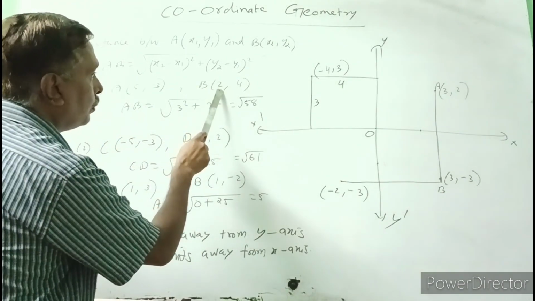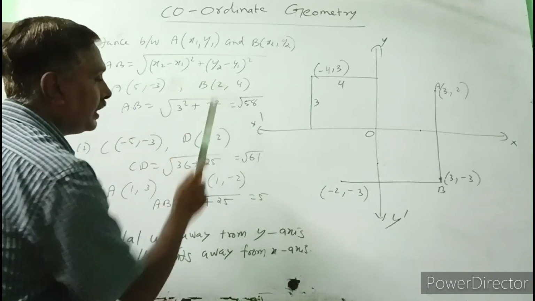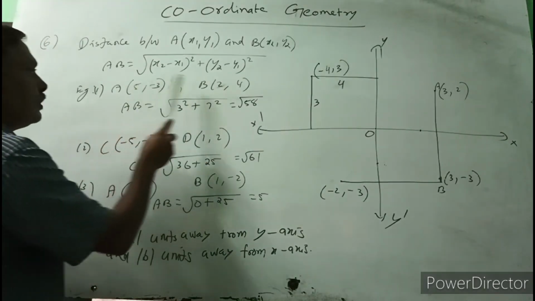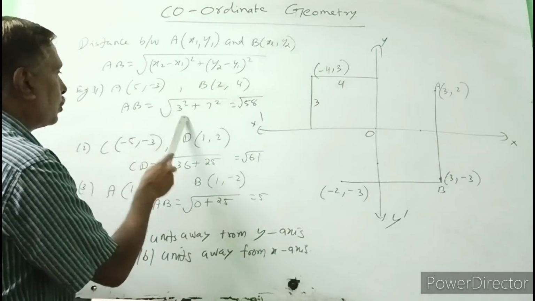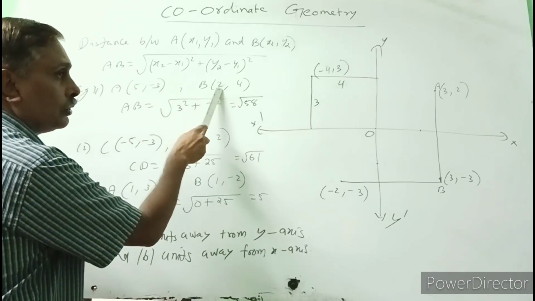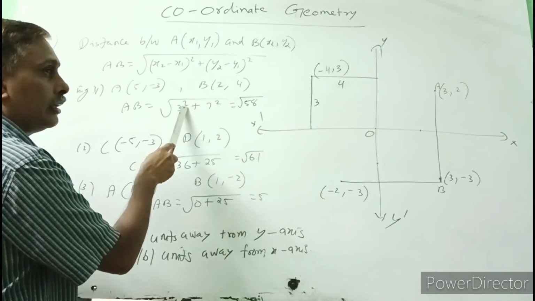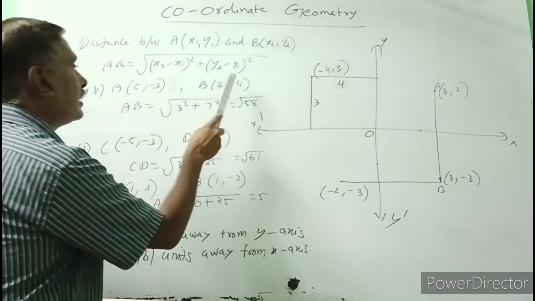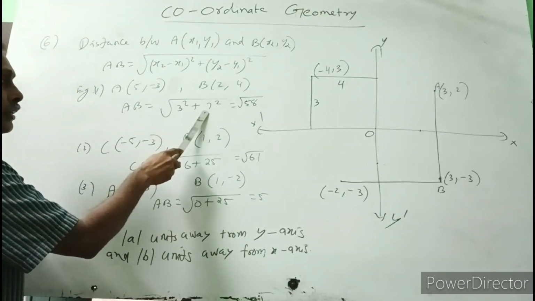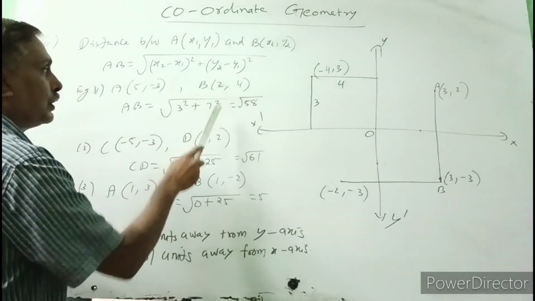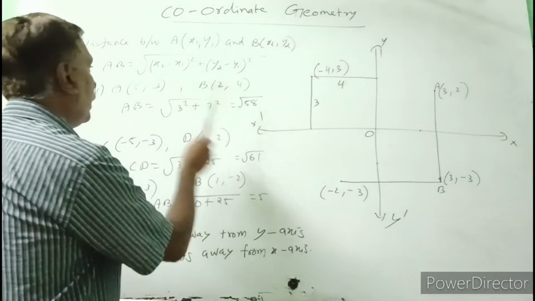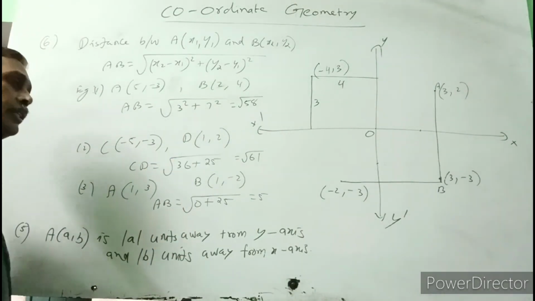Example A and B: x1 here is 5, x2 here is 2. You see both of them have the same sign. Same signs must be subtracted and squared. 5 minus 2 is 3, so 3 square is written. Similarly, different signs must be added and squared. 4 plus 3 is 7, so 7 square is written, root 58. You may apply the same formula, you will get the same result.